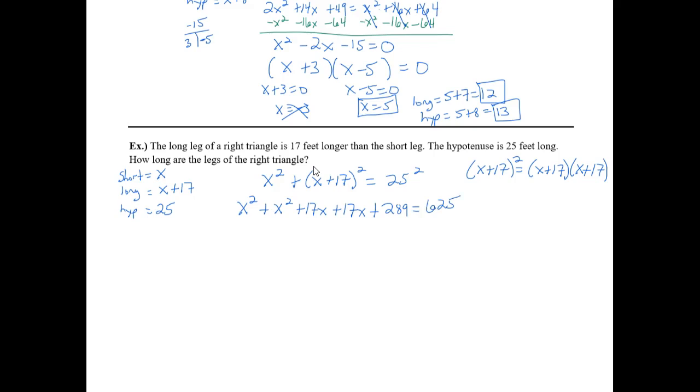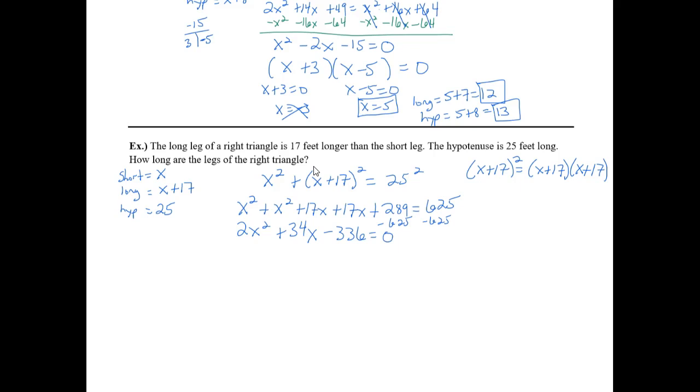I'm going to gather up my like terms. X squared plus x squared is 2x squared. 17x plus 17x is 34x. And I'm going to go ahead and move this 625 over to the left-hand side. So 289 minus 625 is negative 336. And that will equal 0.